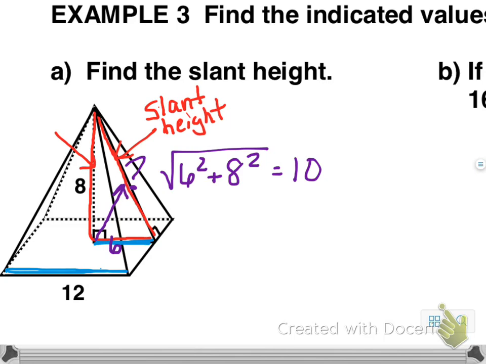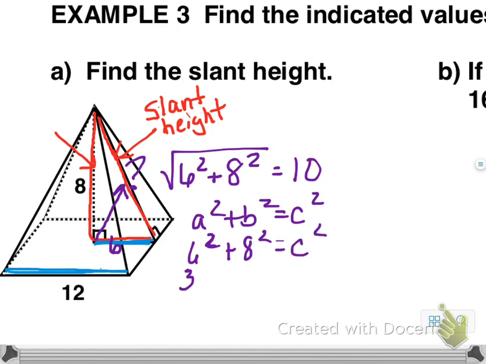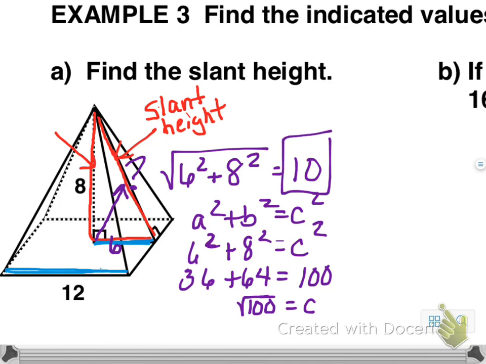For those of you that like to write it out, we have 6 squared plus 8 squared, which is 36 plus 64, and that's going to give me 100. Now that's for c squared, that's 2 c's. We don't want 2 c's, we want 1 c. So if we take the square root of 100, then that's going to give us the 10. So our slant height for example 3, letter A, is 10.